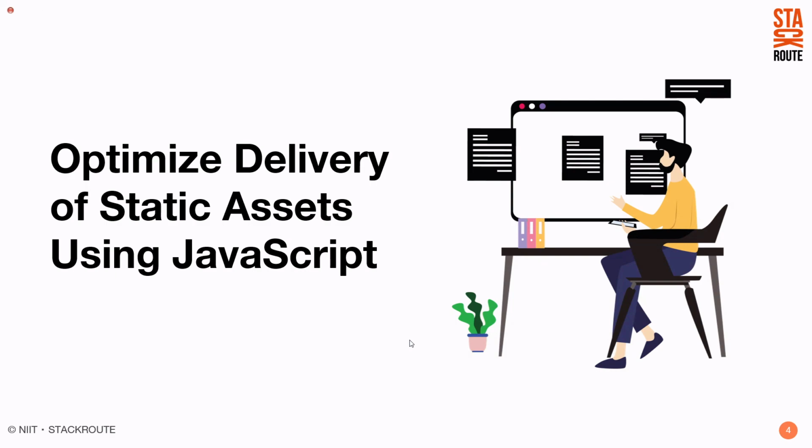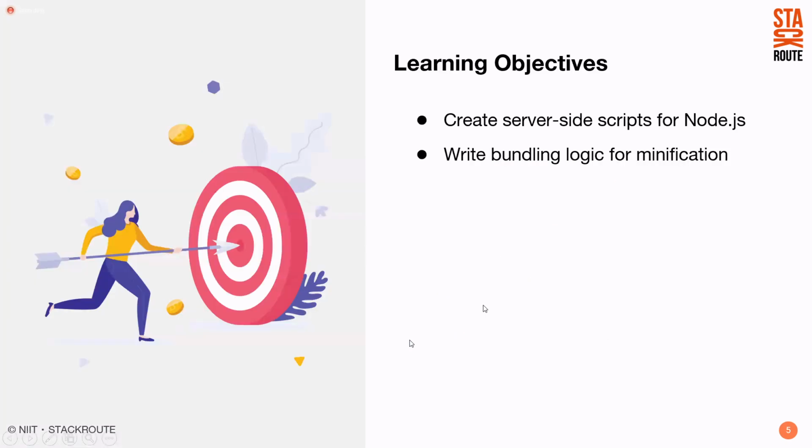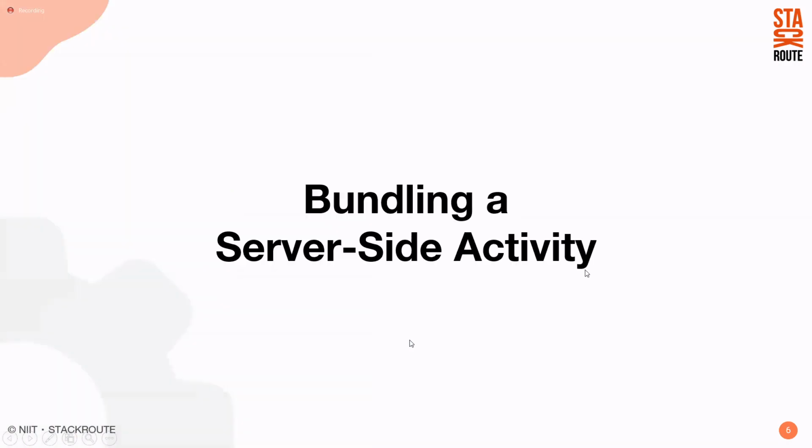Now we are going to learn how we are going to minify these static assets so that static asset loading in the website will be quicker, faster, and better performance-wise. Is it clear? Yes, sir. Next, what we are going to learn: create server-side scripting for Node.js and write bundling logic for minification. So these are the two main topics we are going to discuss. We'll get to know just in a bit, don't worry.